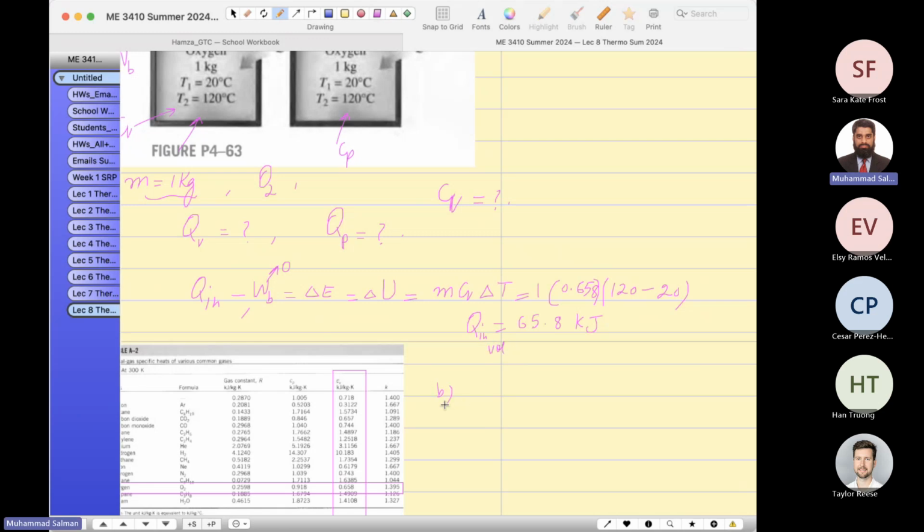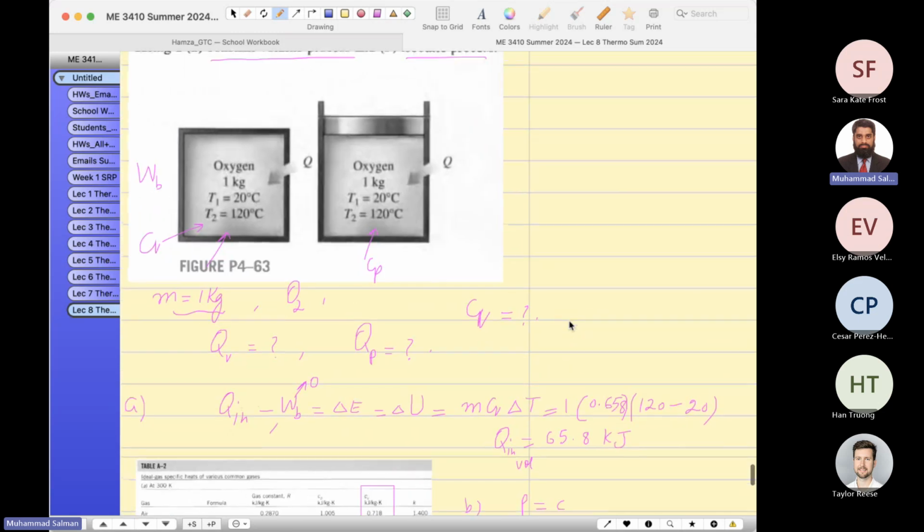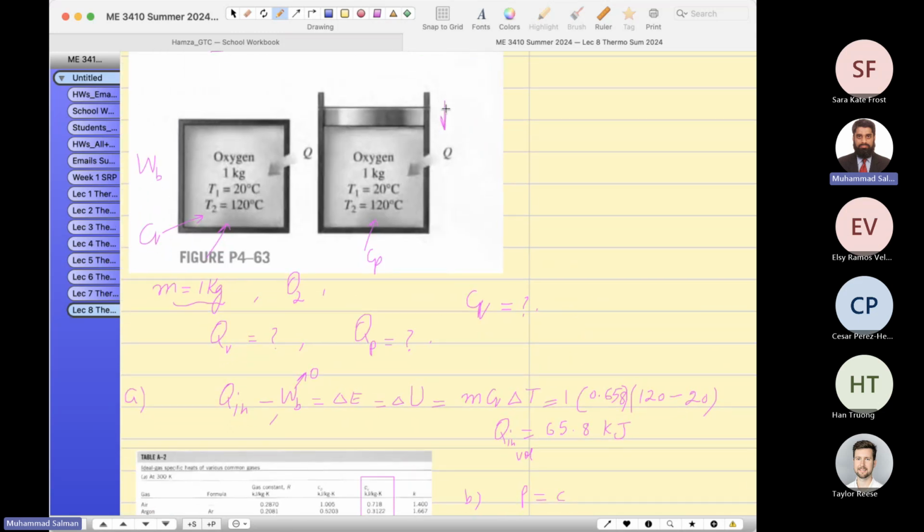Now for the second case, constant pressure. Pressure is constant, and that piston is moving up and down, but right now it is moving up. So Q in minus W equals delta U. W equals P dV, at constant pressure V2 minus V1, delta U is U2 minus U1. And if you do the math, Q in is required.